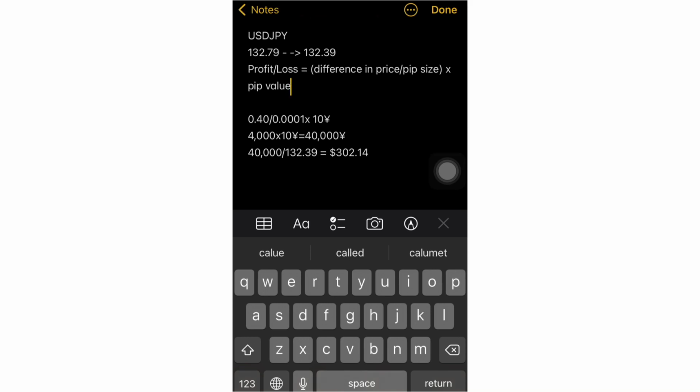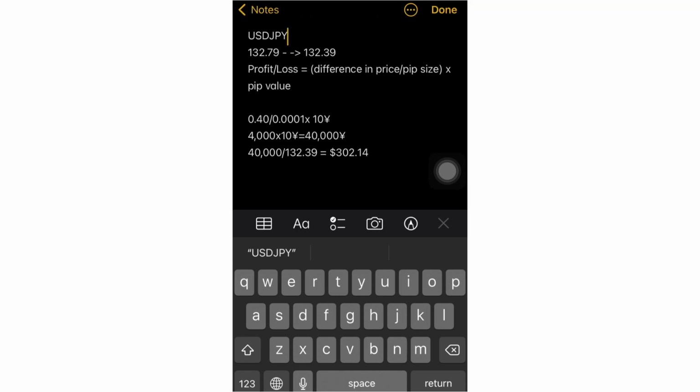Now we know how to calculate pip value. I've told you what pip value is. It means that when a trade runs, when you're using a lot size, maybe 0.01, and it runs 9 pips, that would be 90 cents. So now, because of this example, we want to use USDJPY for the calculation of the profit.